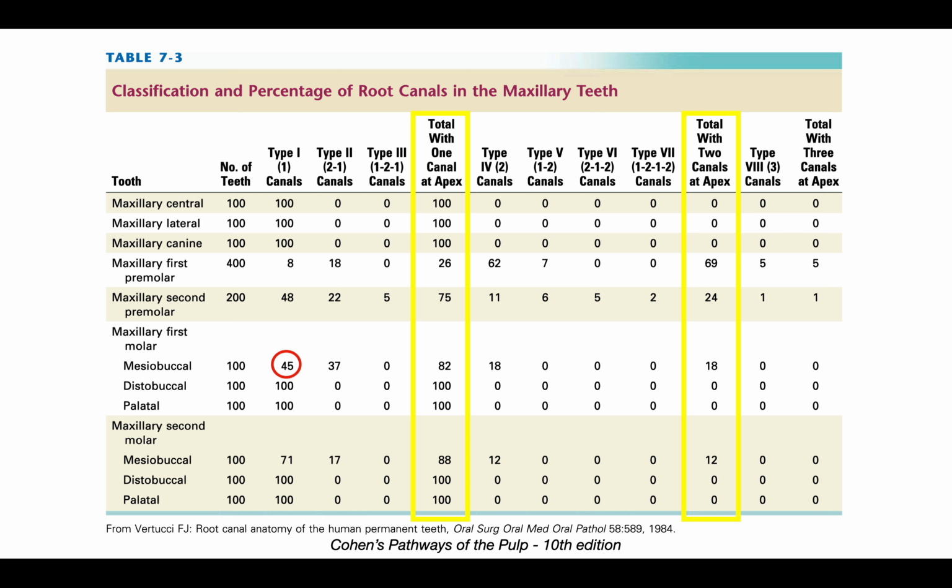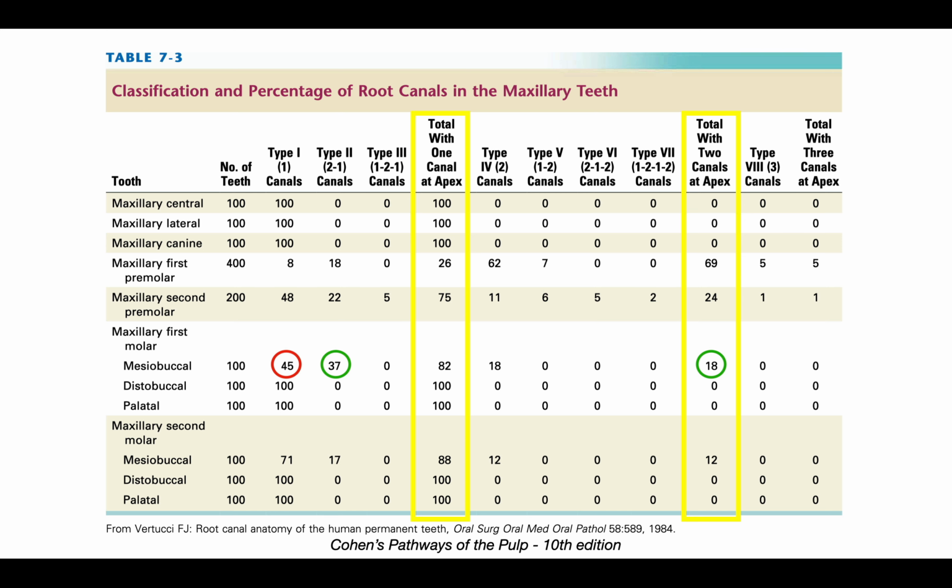So the MB root, 45% of the time, has a single canal. You love those. Those are the easiest to treat, obviously. 37% of the time, there is an MB2, but it's going to merge with your MB1. It's critical always that you find all the canals, but when you have a merging MB2, especially for vital cases, you have a chance if you happened to miss the MB2.